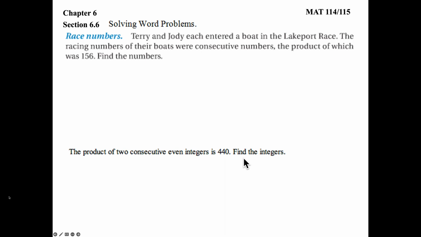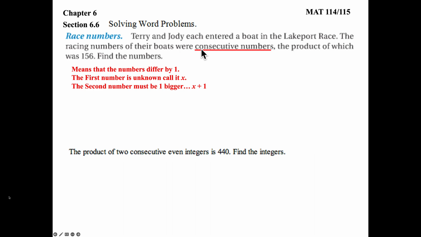Next problem, we have racing numbers. Terry and Jody each entered a boat in the Lakeport race. The racing numbers of their boats are consecutive numbers, one after the other, the product of which is 156. Find the numbers. Consecutive means one after the other, and they differ by 1, like 3 and 4. 4 minus 3 is 1.